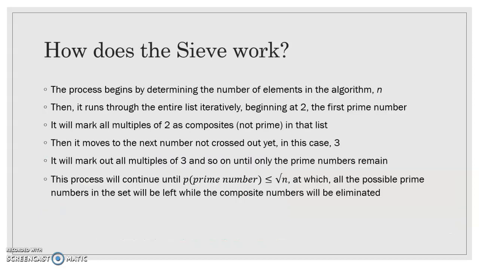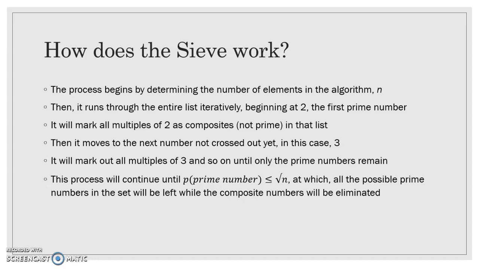How does the sieve work? The process begins by determining the number of elements in the algorithm, n. It then runs through the entire list iteratively, beginning at 2, which is the first prime number. It will mark all multiples of 2 as composites, or not prime, in that list. Then it moves to the next number not crossed out yet, in this case 3. It will mark out all multiples of 3 and so on until only the prime numbers remain.